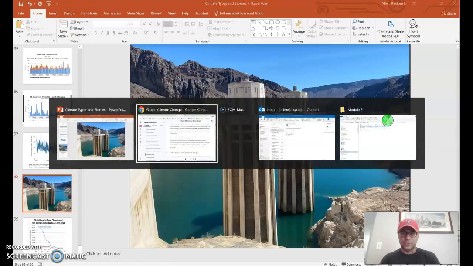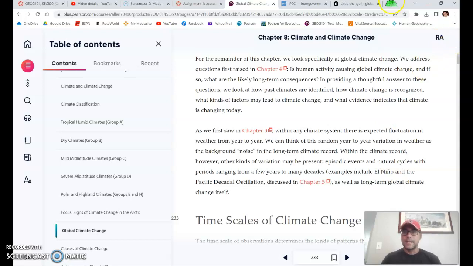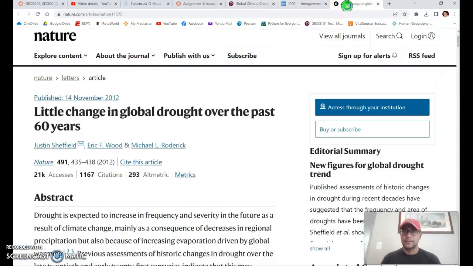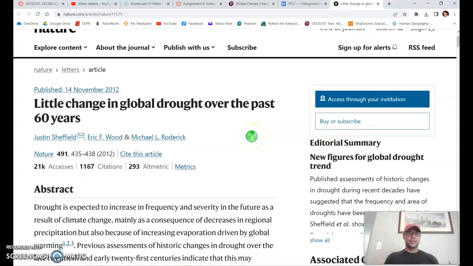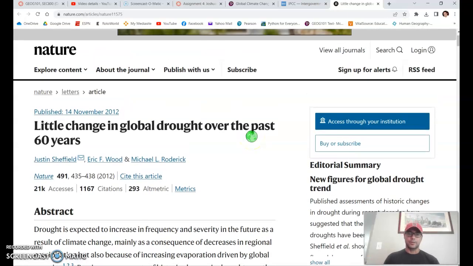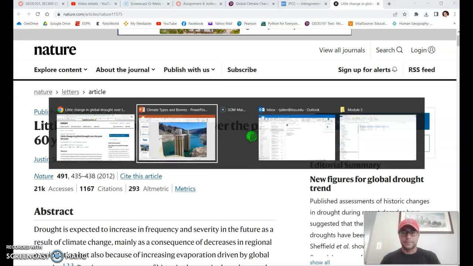And so we see that in this journal article from Nature, one of the most prestigious and widely read journals of the world. It says that there's little change in global drought over the past 60 years, coming from Nature here. And so as scientists, when we're observing things and using empirical data, what can be observed, it's important that we take a step back and look at the greater picture of things. We need a more comprehensive examination of the data rather than just looking at what applies to what immediately surrounds us.